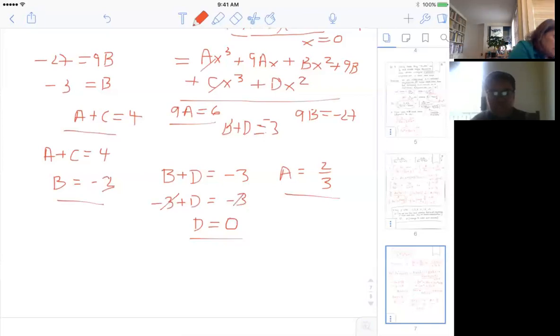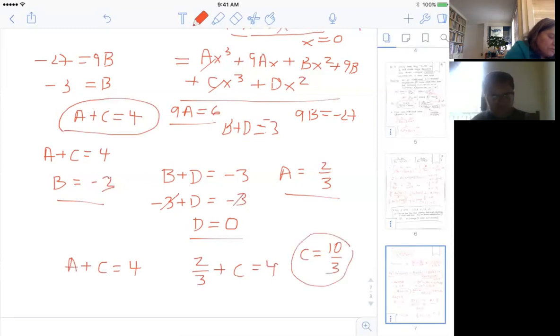And look at this. I knew that a plus c had to equal 4. We know a is 2/3. You know what? I'm not absolutely sure I haven't made a careless error, but that's the way you do it. So that means c is 4 minus 2/3. That's 12/3 minus 2/3. c is 10/3. So now you've got all the things you need.